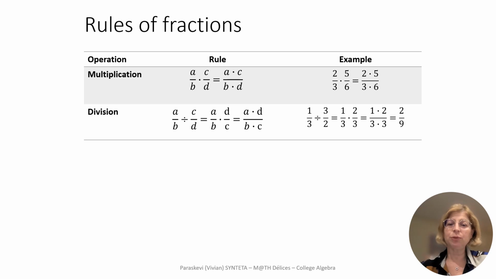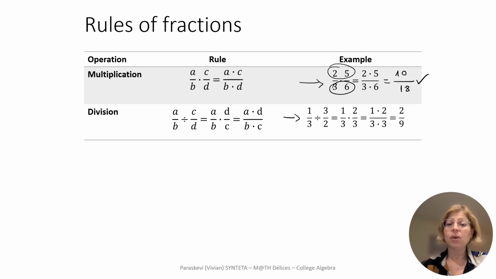Let's proceed with operations between fractions. We will start with the easiest ones, the multiplication and the division. And here is the first example. When we want to multiply two fractions, it's pretty easy and clear cut. We multiply the top parts together and the bottom parts together, the numerators and the denominators as we call them, and we create a new fraction out of them. So 2 times 5 will give us 10. 3 times 6 will give us 18. And this is the result of the multiplication.